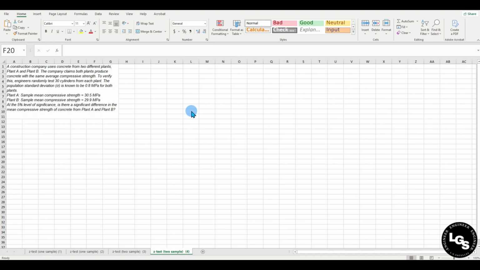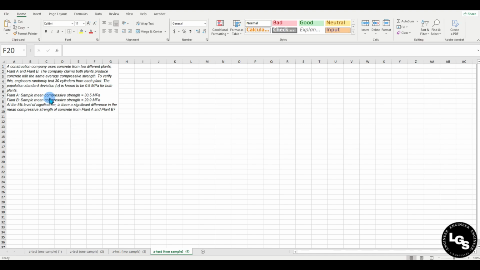Next example for z-test for two samples. We have here a construction company that uses concrete from two different plants. So we have different plants again, so this is a two sample. We have plant A and plant B. The company claims both plants produce concrete with the same average strength. To verify this, engineers randomly test 30 cylinders from each plant. The population standard deviation is known to be 0.8 megapascal for both plants.